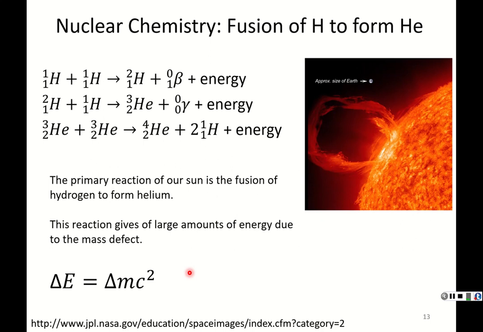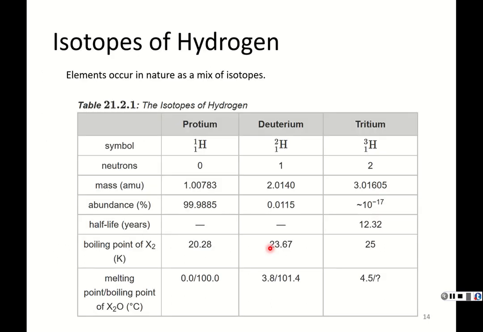These reactions all have energy coming out, and there's a relationship that tells you how much energy you get for a given mass. Even a small mass can give you lots of energy, because you're multiplying by the speed of light squared. There are 3 isotopes of hydrogen. These elements occur in nature as a mix of isotopes.